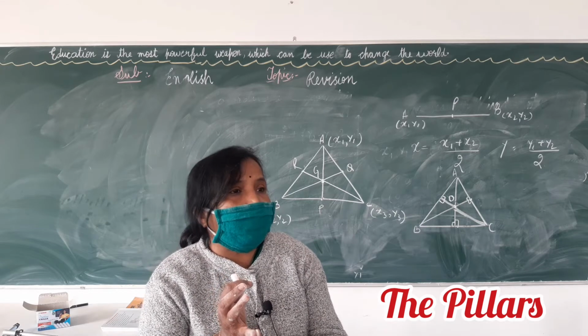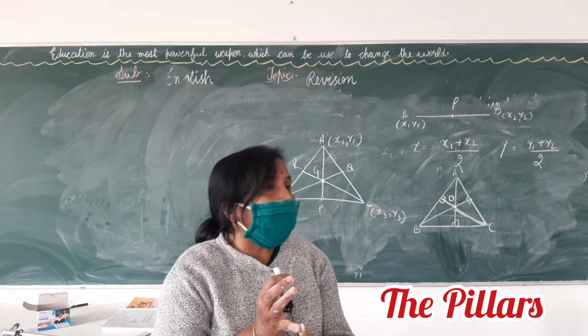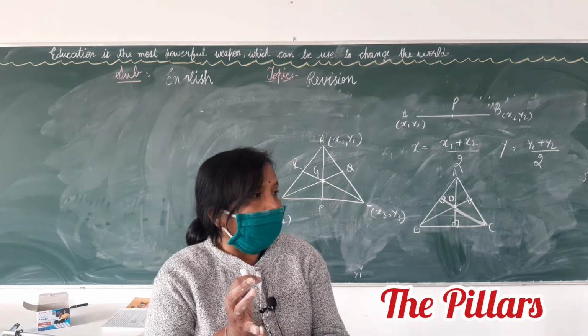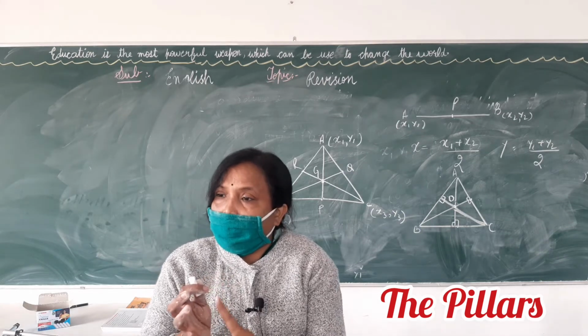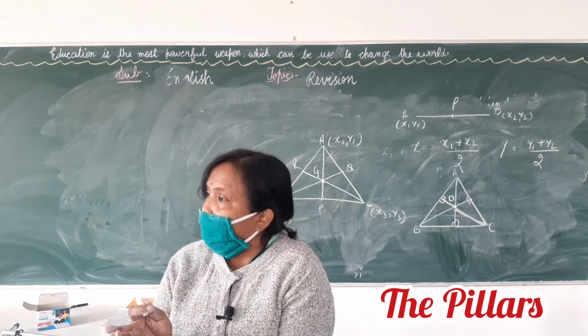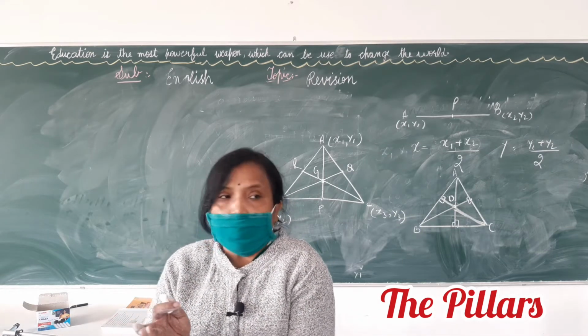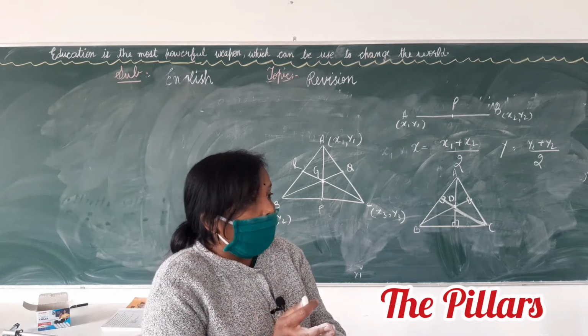Medians of a triangle meet. What is the meaning of median? Opposite sides. Okay, what is orthocenter? Altitudes of a triangle meet.